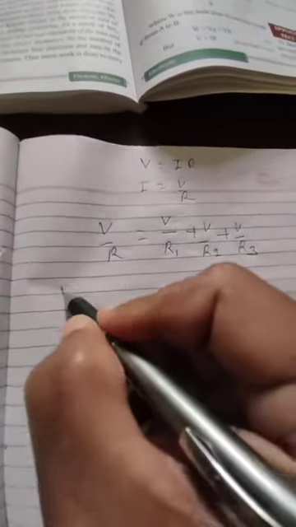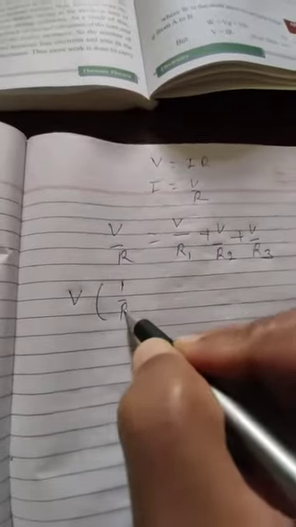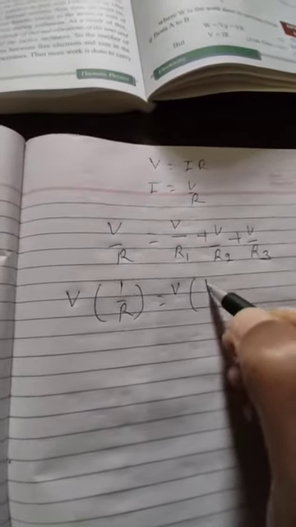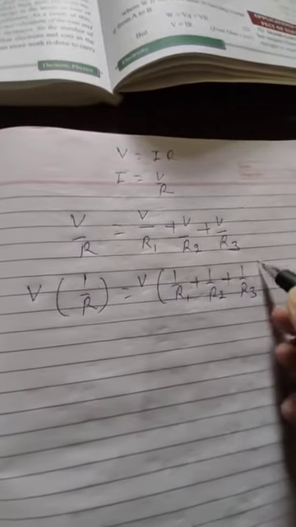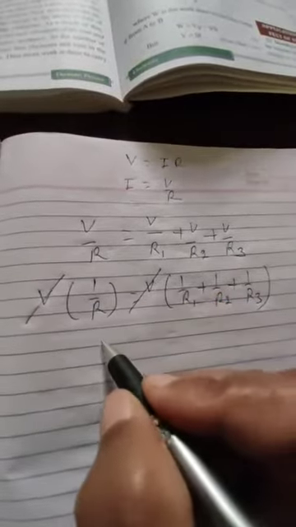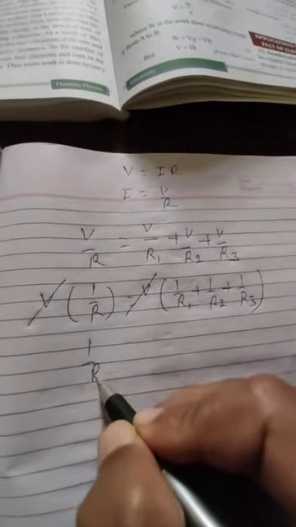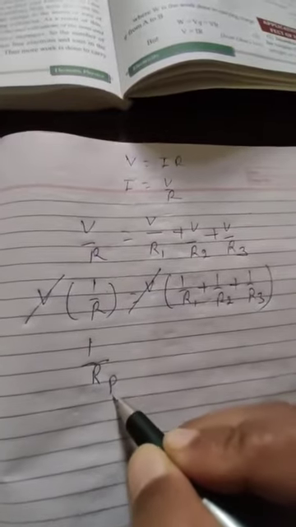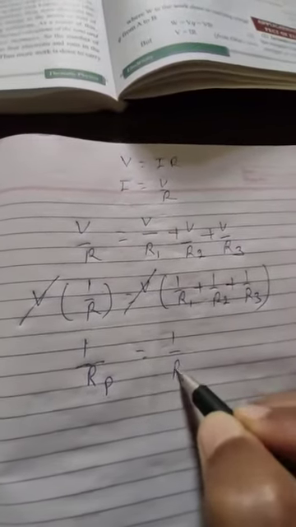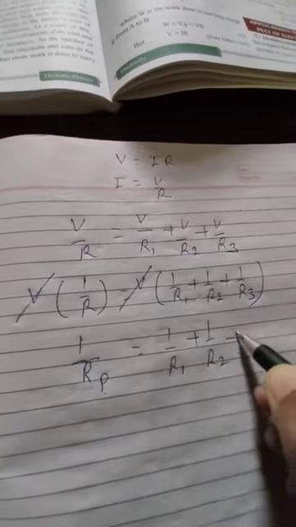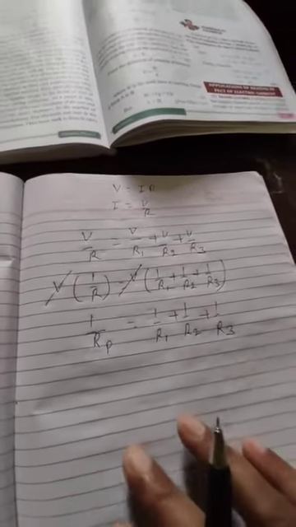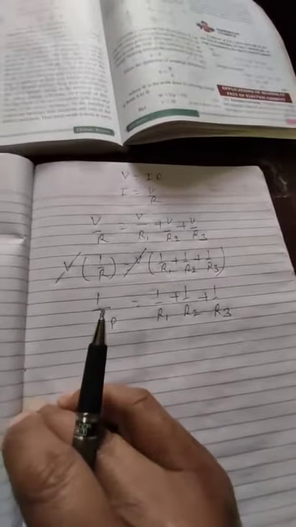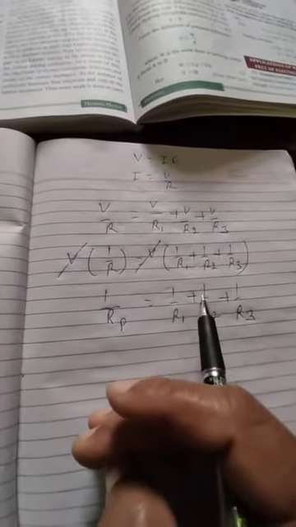So take V as common. What is left? 1 upon R. V as common: 1 upon R1, 1 upon R2 plus 1 upon R3. V and V get cancelled. We will get 1 upon Rp, where p means parallel, equal to 1 upon R1 plus 1 upon R2 plus 1 upon R3. This is the total resistance. Clear?